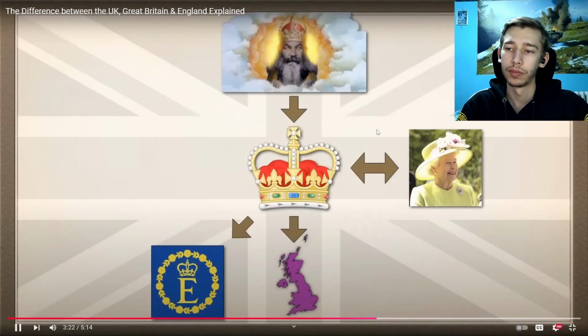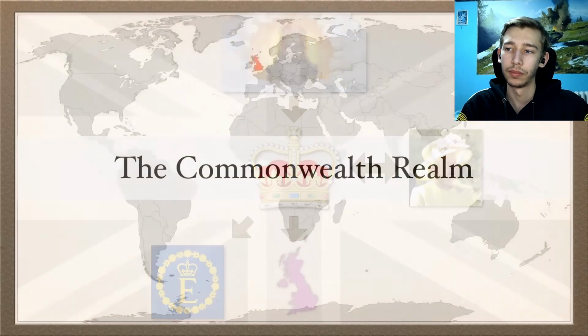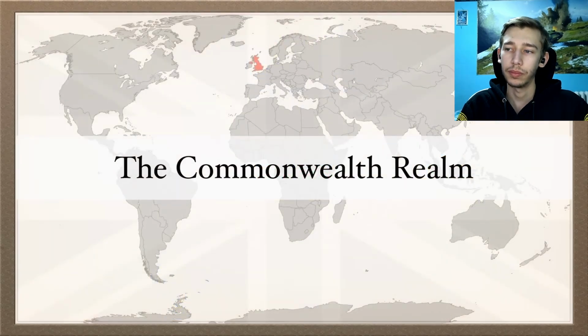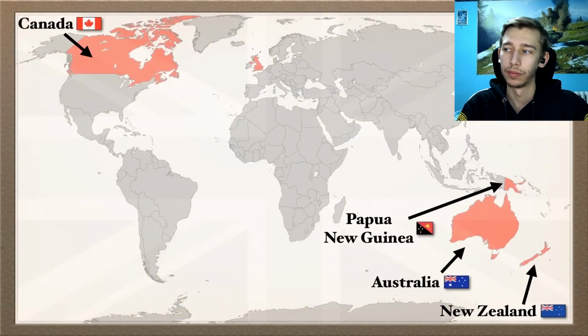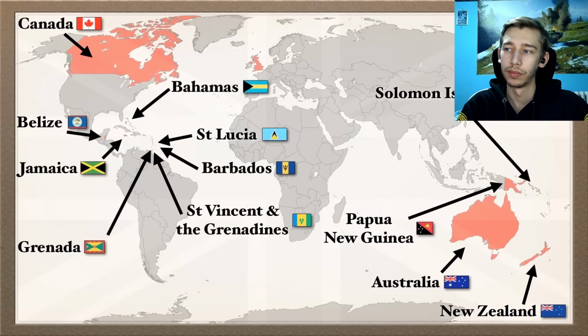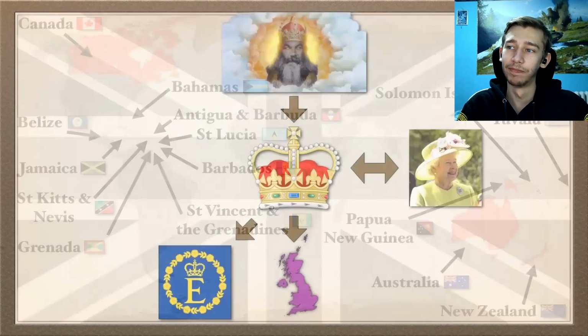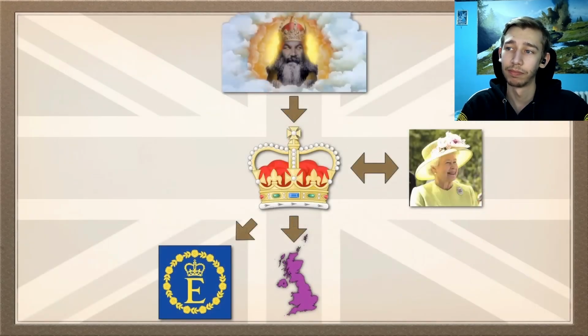The former colonies that gained their independence through diplomacy and continue to recognize the authority of the Crown are known as the Commonwealth realm. They are, in decreasing order of population, Canada, Australia, Papua New Guinea, New Zealand, Jamaica, the Solomon Islands, Belize, the Bahamas, Barbados, St. Lucia, St. Vincent and the Grenadines, Grenada, Antigua and Barbuda, St. Kitts and Nevis, and Tuvalu. That's a lot of islands. Nations, but they still recognize the monarchy as the head of state, even though it has little real power within their borders.